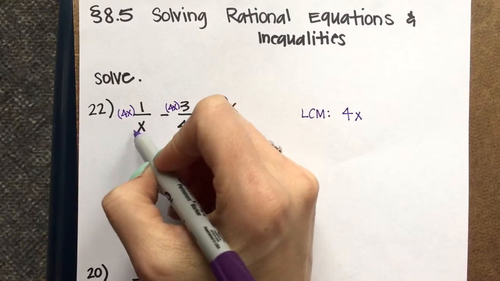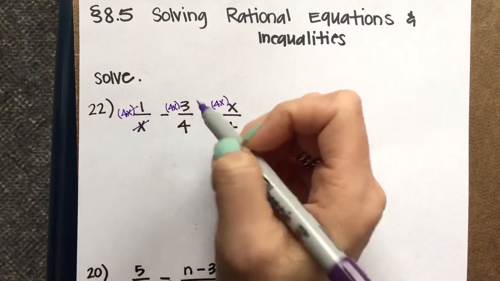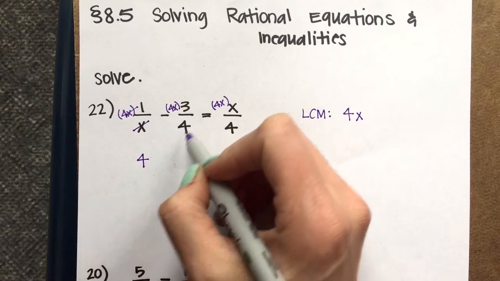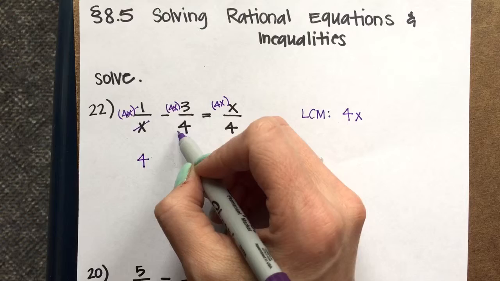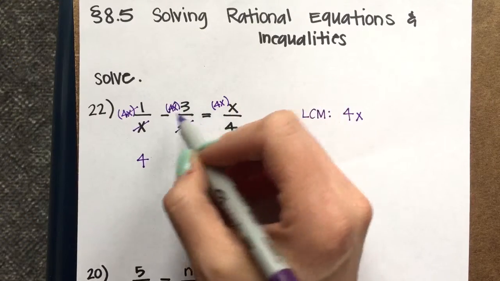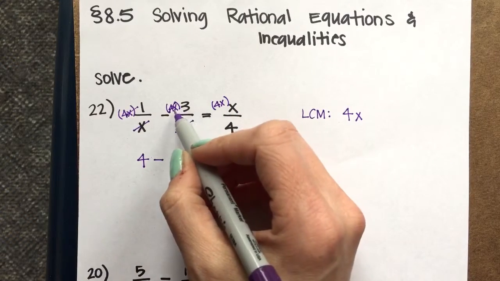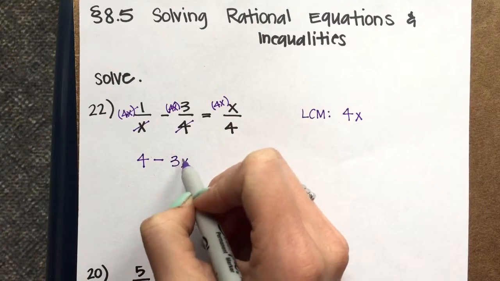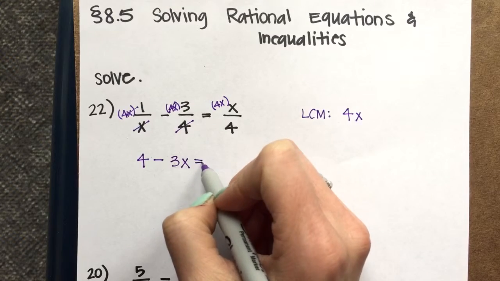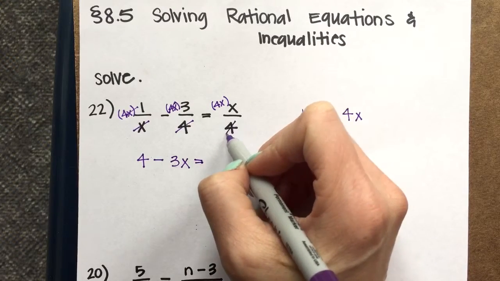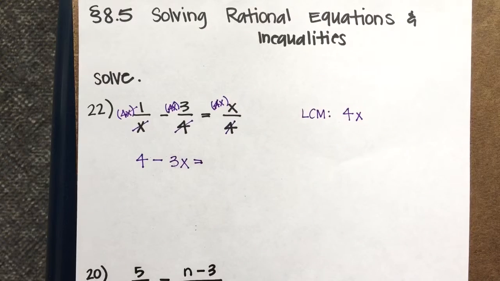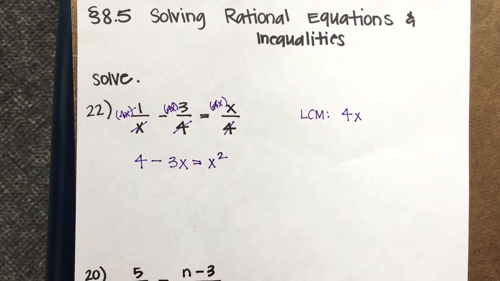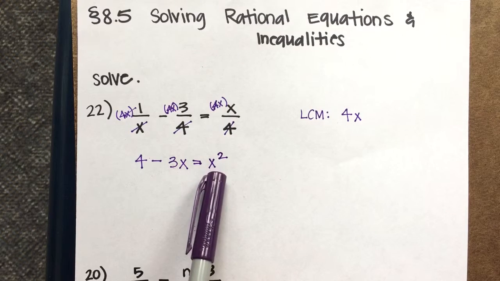So for the first one, the x's will cancel, and you're left with 4 times 1 is 4. On the second one, 4x over 4, the 4's cancel. So you have minus, there's an x there from the 4x that didn't cancel, times 3 is 3x, equals, and on the last one, the 4's will cancel again. x times x is x squared. When we have an x squared, we have a quadratic.